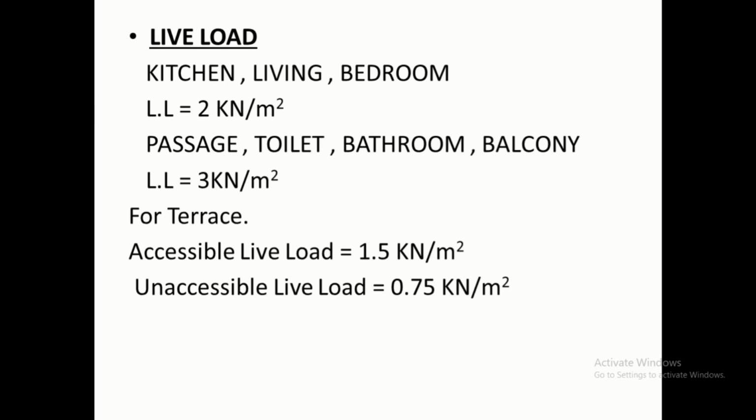Live load. For kitchen, living and bedroom, live load is considered as 2 kilonewton per meter square. For passage, toilet, bathroom and balcony, it is considered as 3 kilonewton per meter square. For terrace, if there is accessibility, it is considered as 1.5 kilonewton per meter square. If it is inaccessible, that is, if we are not allowed to go on the terrace, then it is considered as 0.75 kilonewton per meter square. All these load values are considered according to the IS code while designing a residential building, tower or bungalow.